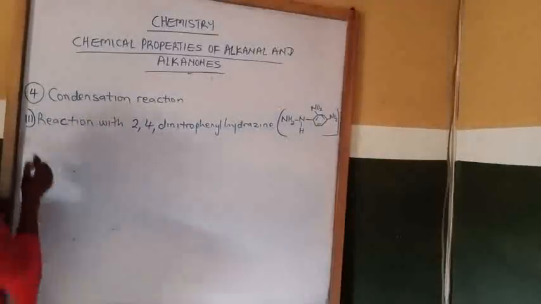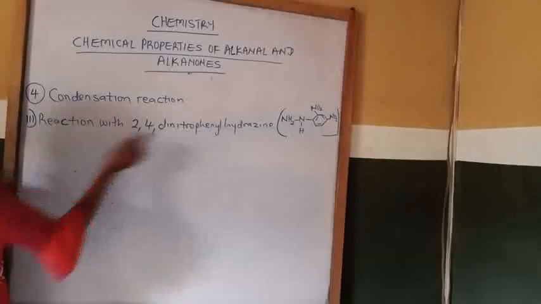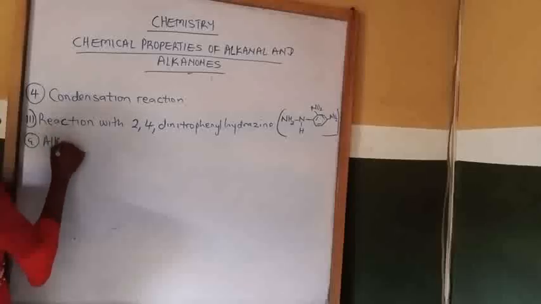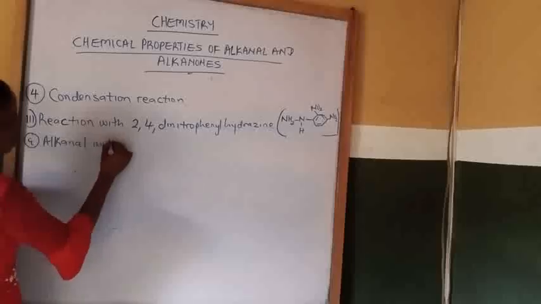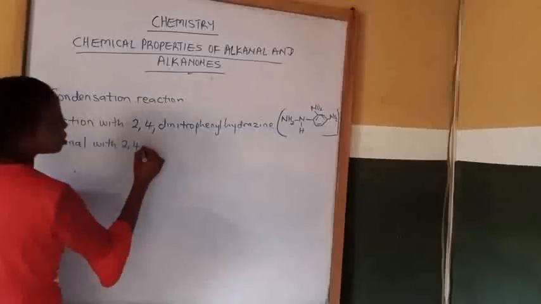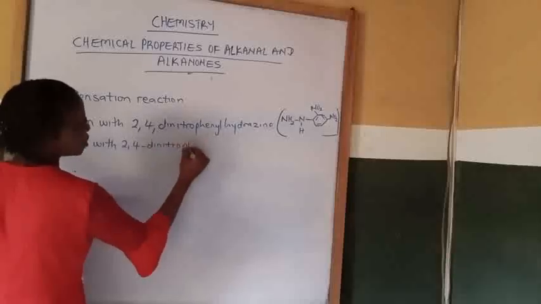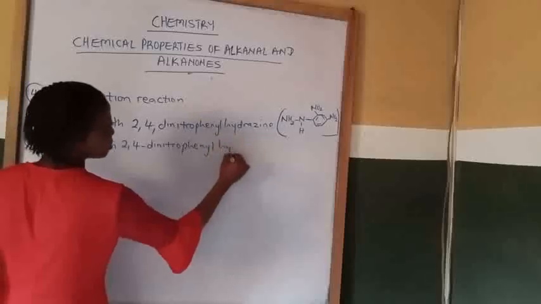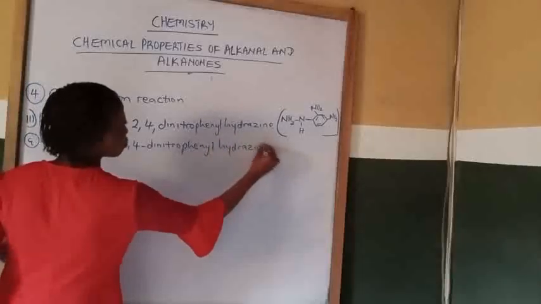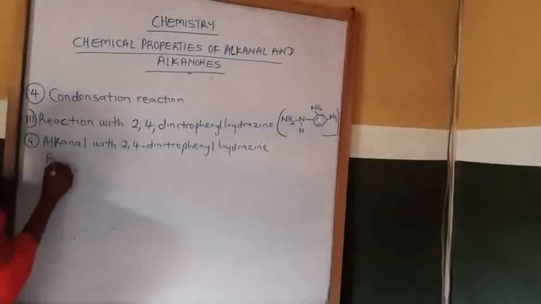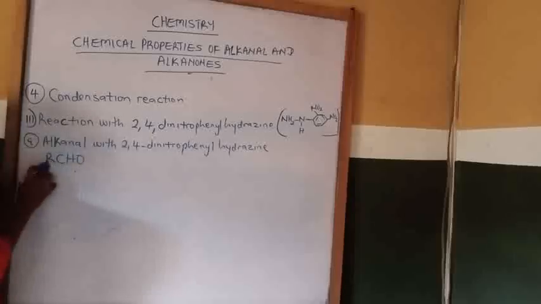So reaction between alkanal now and 2,4-dinitrovinyl hydrazine. Alkanal with 2,4-dinitrovinyl hydrazine. So this time around, I'm going to use a named alkanal. The general formula for alkanal is RCHO. So I will replace this R with a known what? With a known alkyl group.